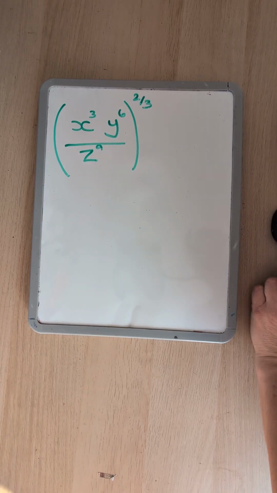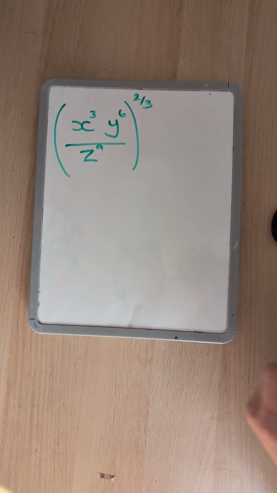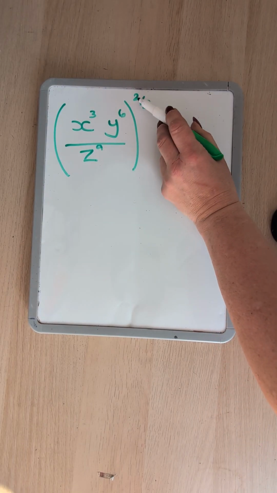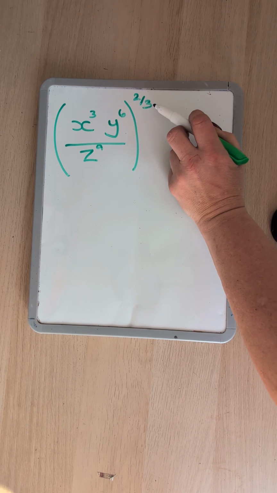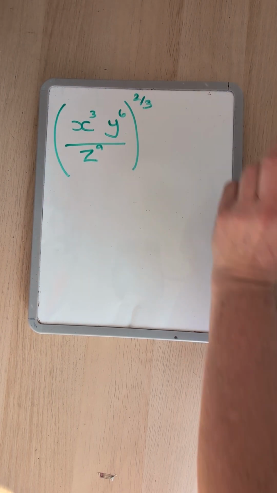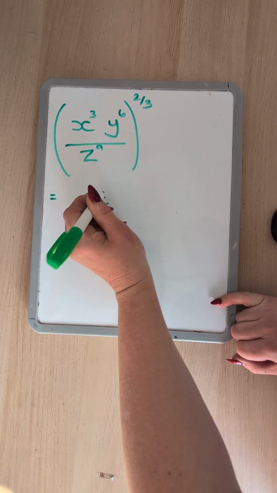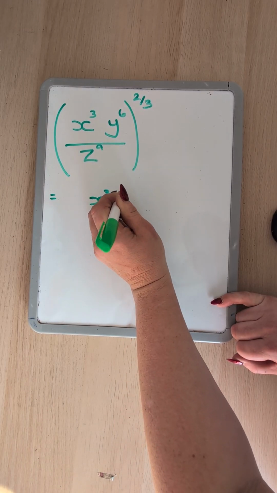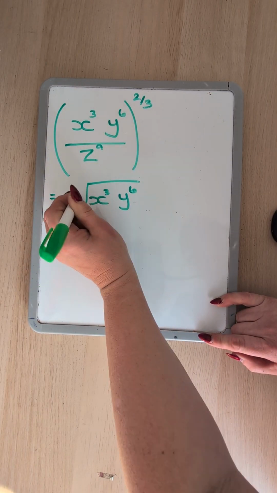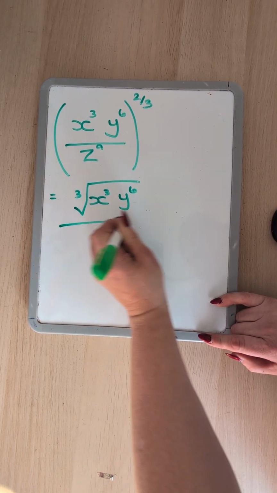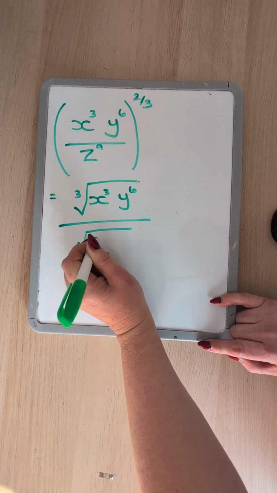So remember what I've said before. Each one of these has a role. The 2 up there is the power. The 3 as the denominator is the root. So let's do the root first. Notice I've done a bigger whiteboard. So x to the 3, y to the power of 6. We're going to take the cube root of that, divided by the cube root, because that's what that 3 means.